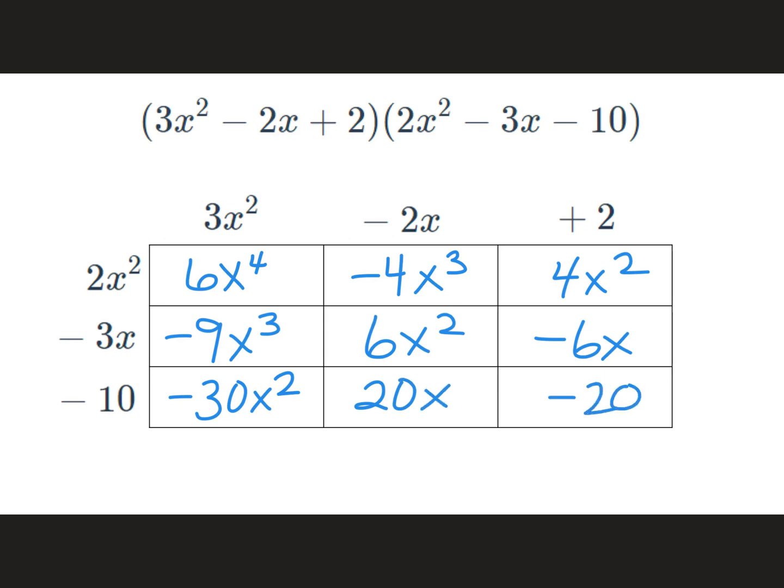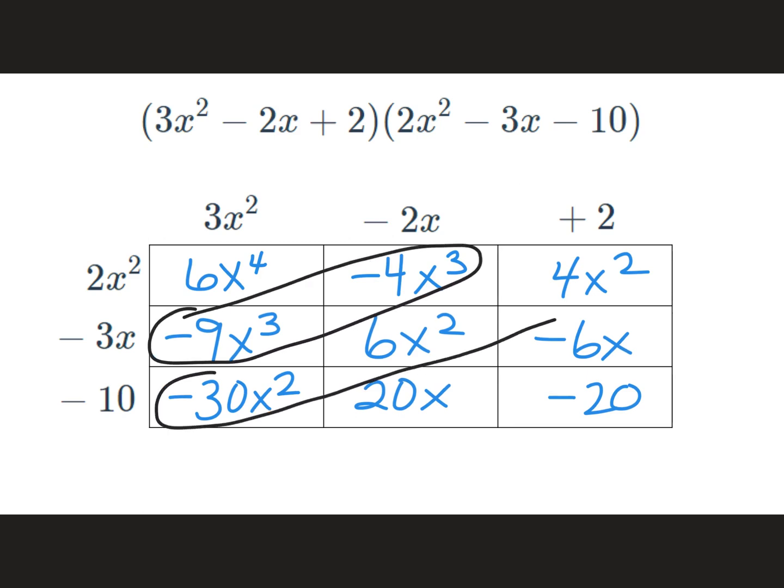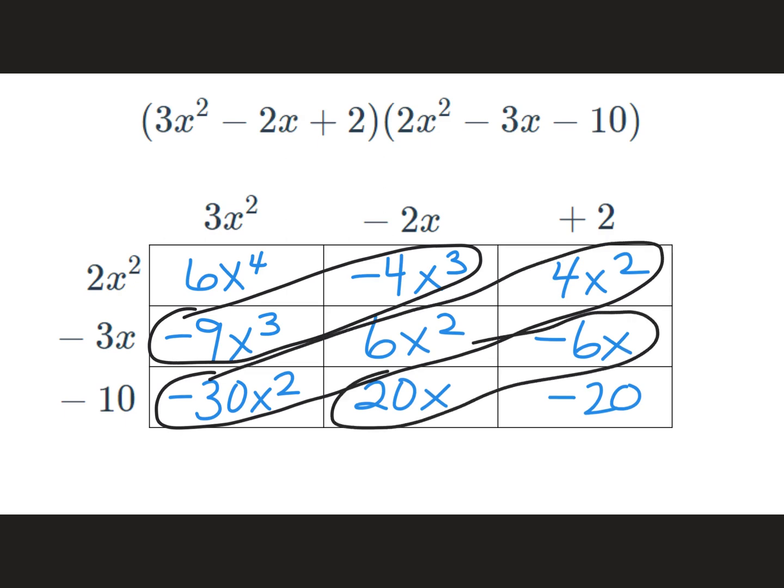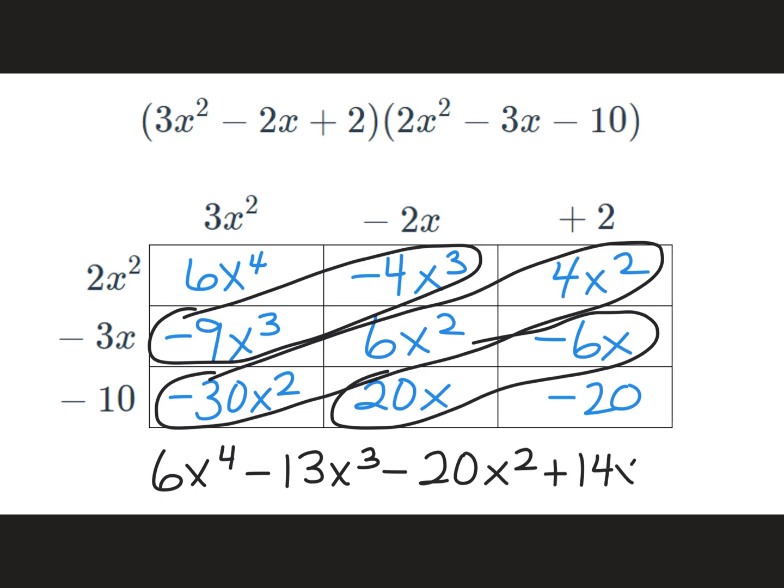All right, now it's time to look for like terms, and they are usually in a box in the diagonals, and sure enough, in this case, it's definitely in the diagonals. All right. So my top left corner, I have 6x to the power of 4. And then I will end up having negative 13x to the 3. The next row, I'm going to end up having negative 20x squared. Finally, 14x, and then minus 20. All right, there you go.